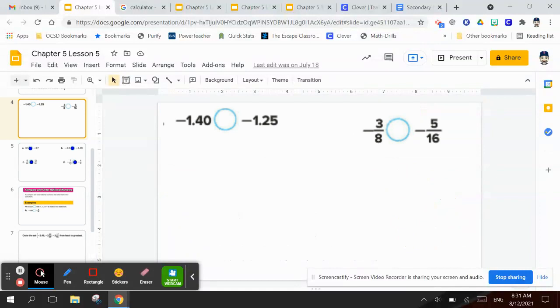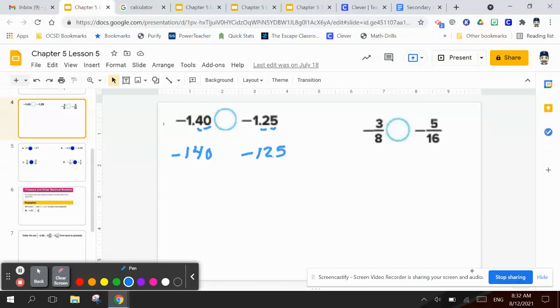So let's look at these two. -1 40 hundredths and -1 25 hundredths. So they're both negative, so we can't use that rule. So we have to look at the numbers. This number has two numbers after the decimal, and this number has two numbers after the decimal. So if they have the same number of digits after the decimal, take the decimal out and say -140 and -125.